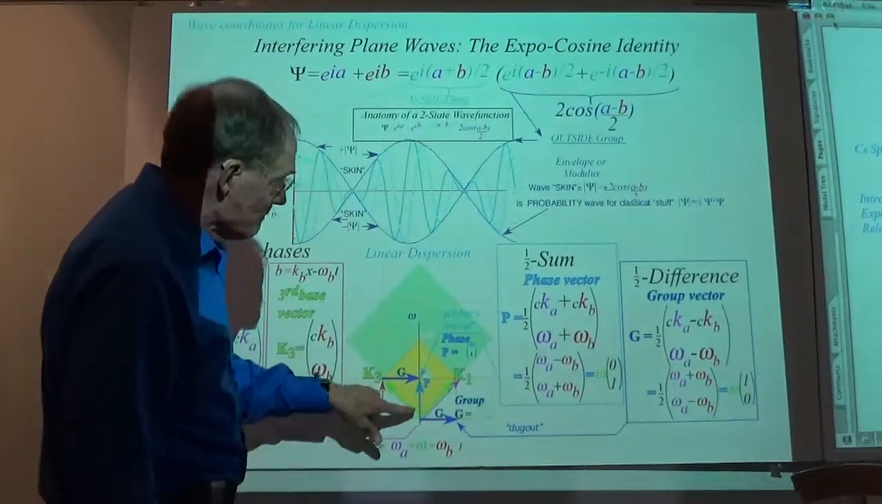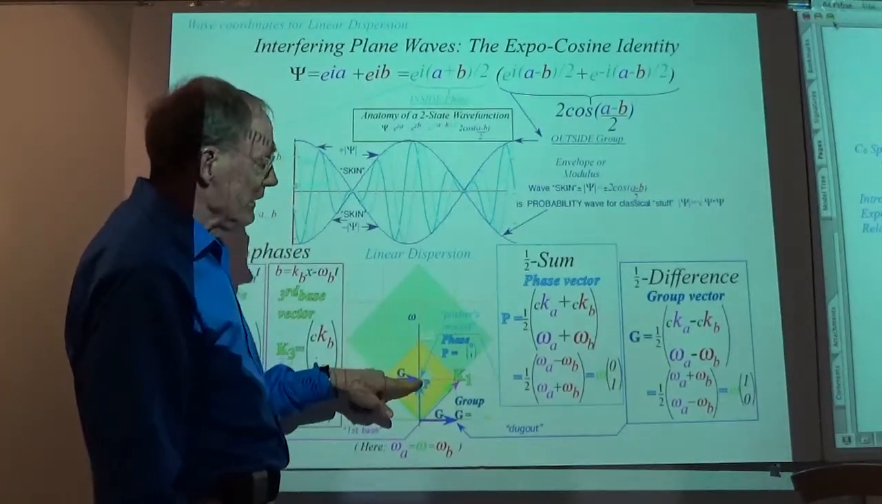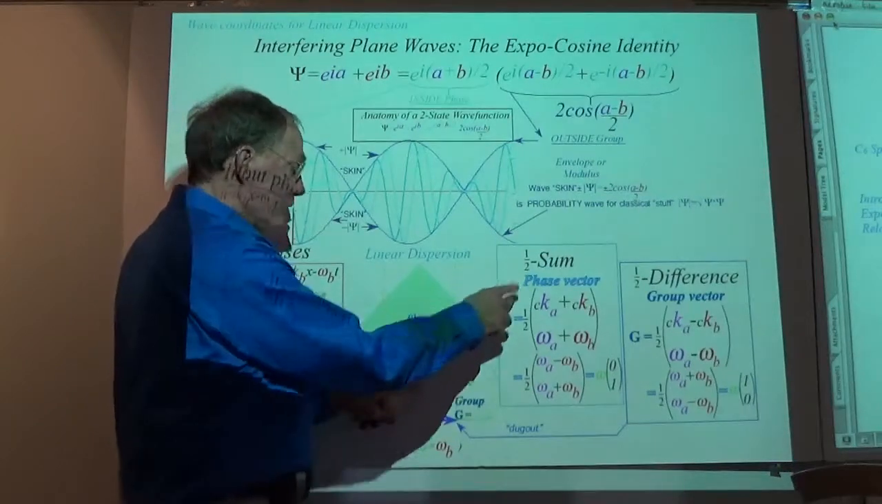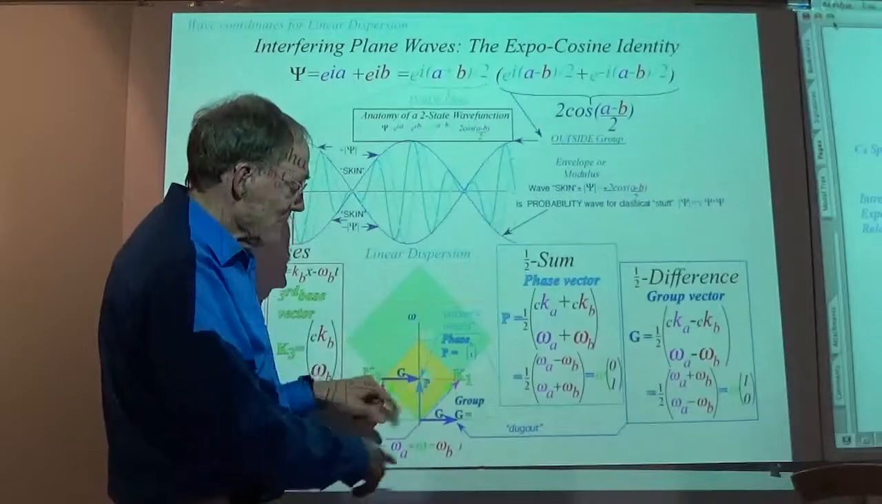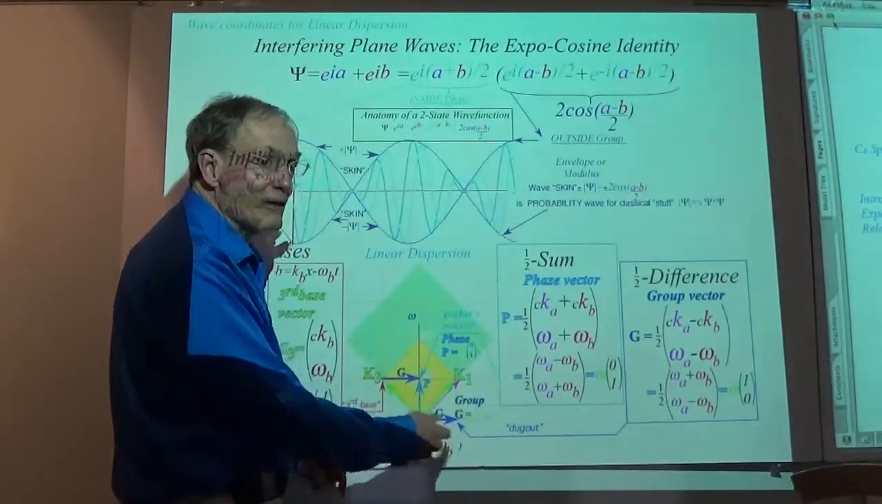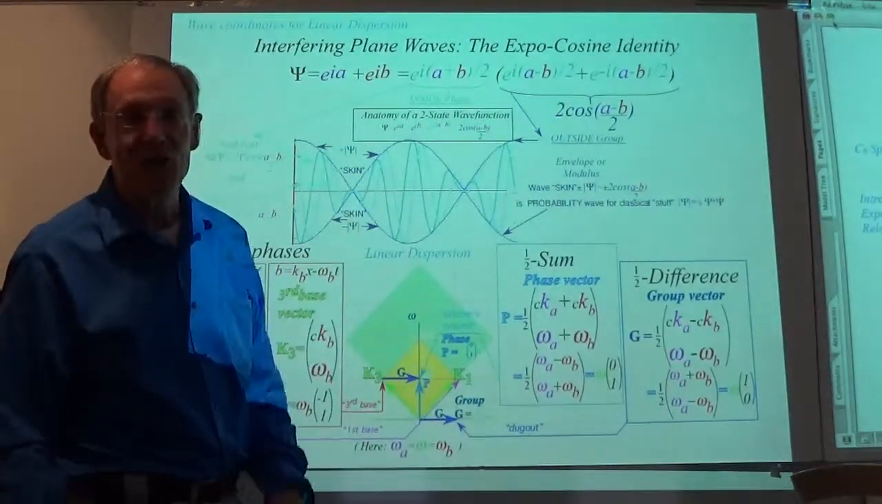Okay? P for phase, or P for pitcher's mound. This is a baseball diamond. There's the pitcher's mound. Okay? There's the grandstand for group. Okay? GP. Mnemonics for Americans.